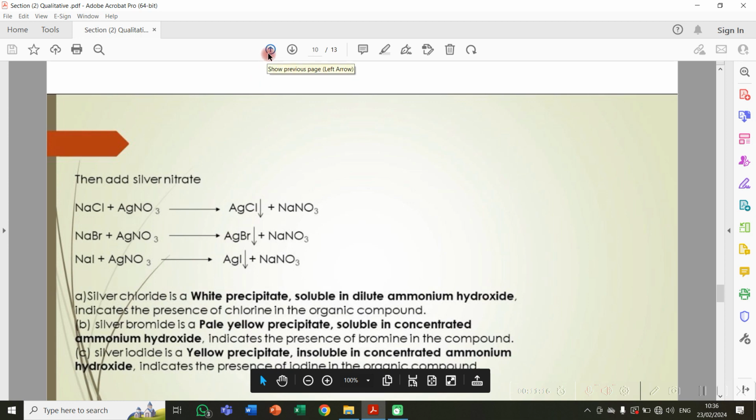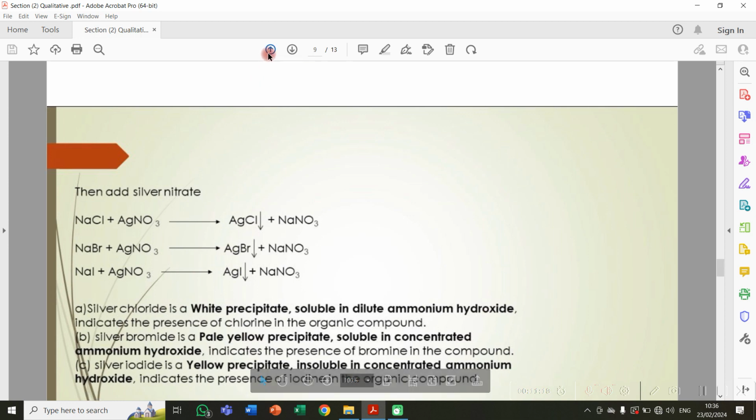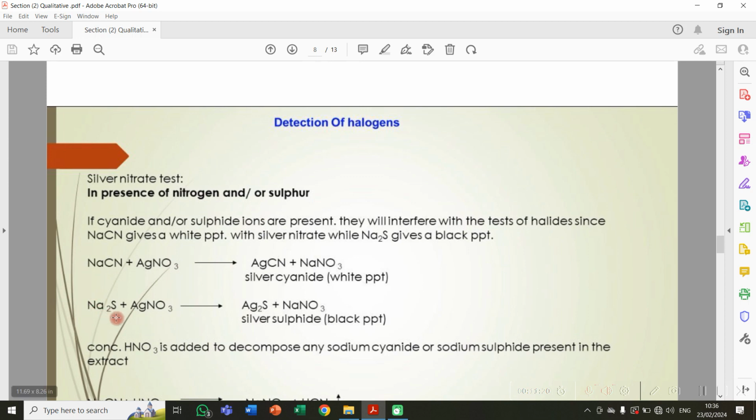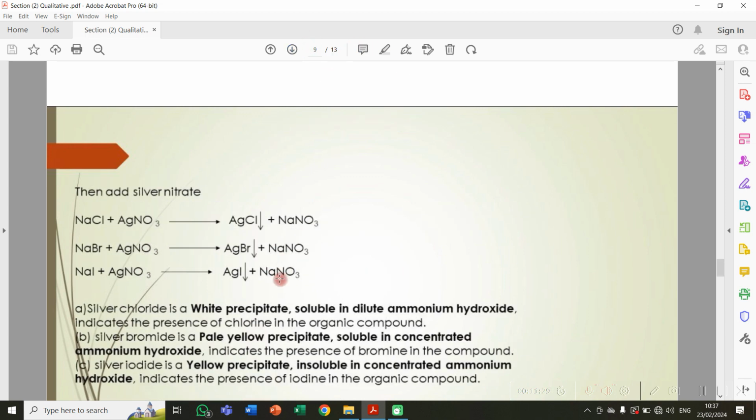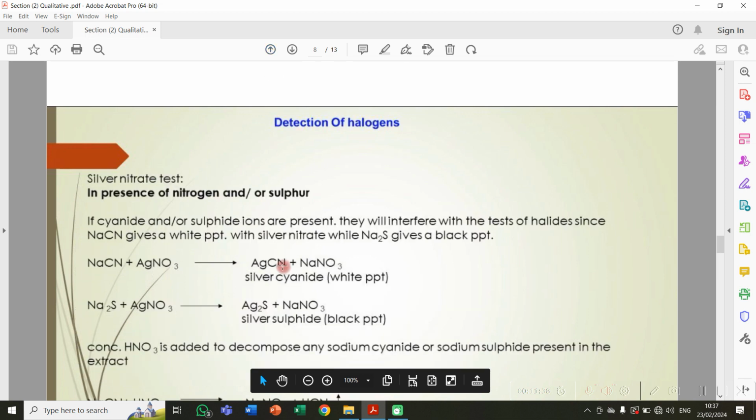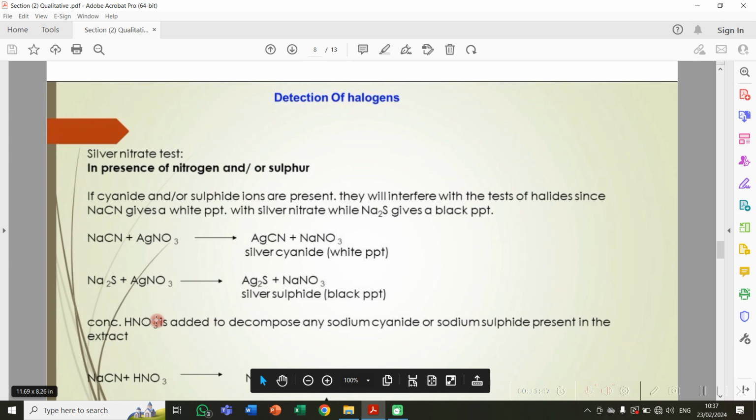Okay, so I cannot work when sodium cyanide is present or sodium sulfide is present, because these precipitates, the white precipitate and the black precipitate, will mask all the other colors. If this happens, we cannot identify the white precipitate of silver chloride, or the pale yellow precipitate of silver bromide, or the yellow precipitate of silver iodide. Okay, so first of all, I should get rid of all the sodium cyanide and all the sodium sulfide. How is this? By putting concentrated nitric acid.